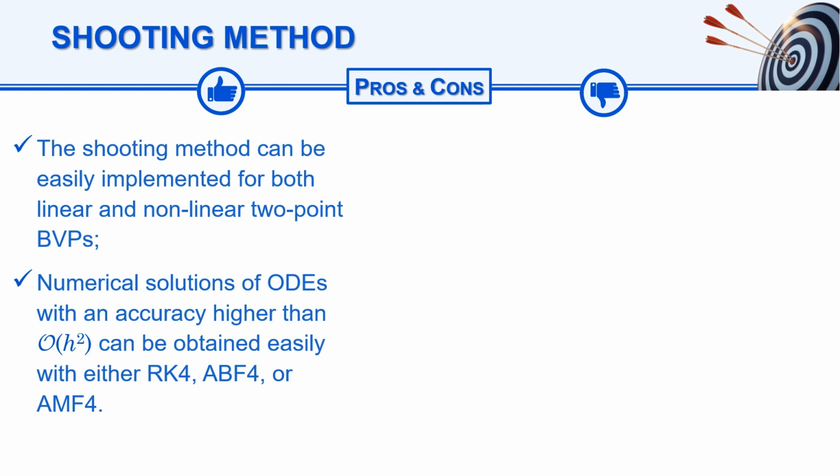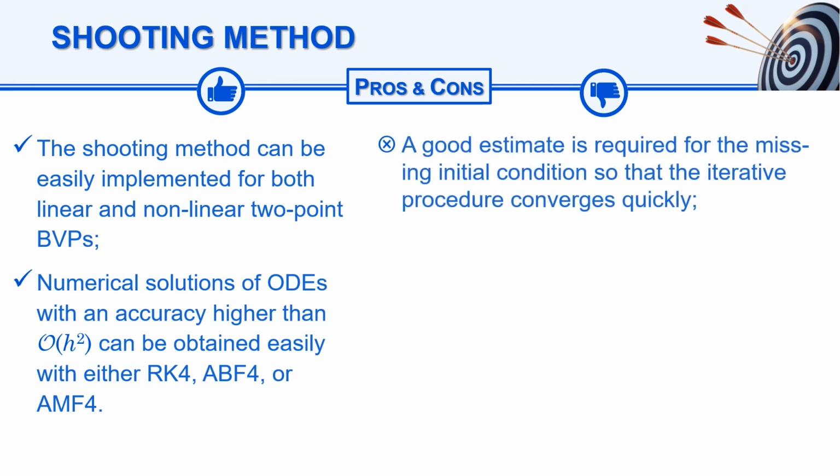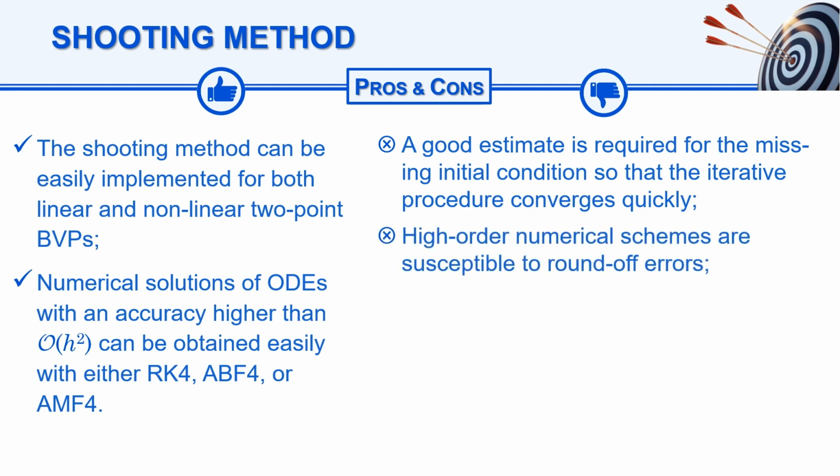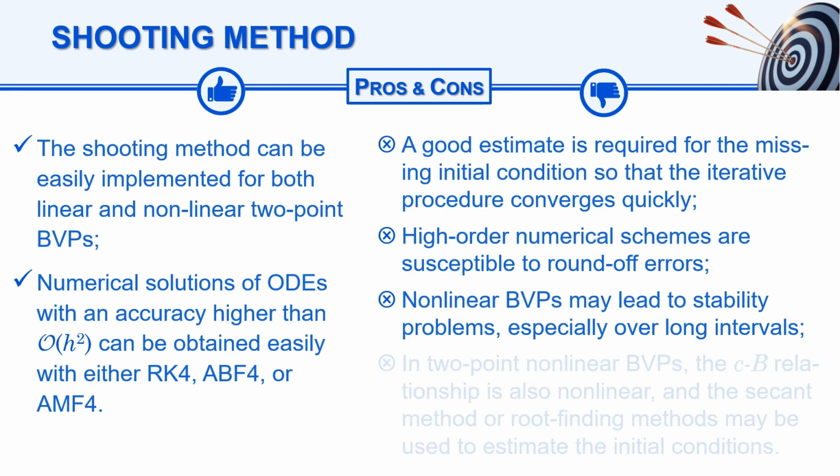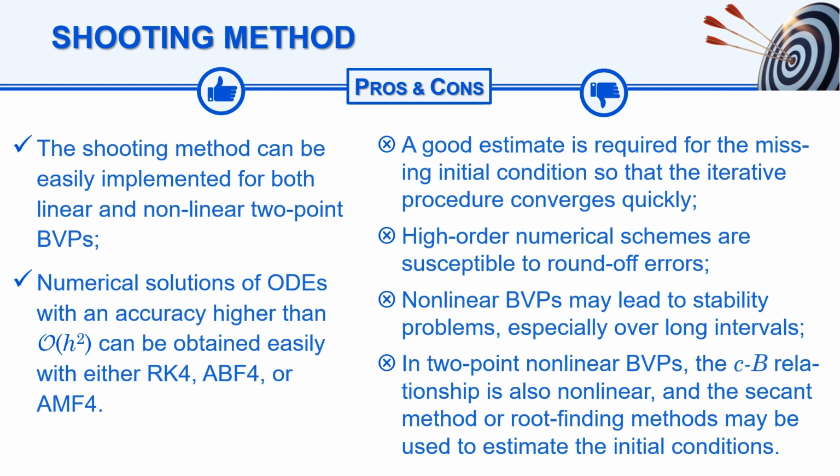The disadvantages of the shooting method are: a good estimate is required for the missing initial condition so that the iterative procedure converges quickly. High-order numerical schemes are susceptible to round-off errors. Nonlinear boundary value problems may lead to stability problems, especially over long intervals. In two-point nonlinear boundary value problems, the CB relationship is also nonlinear, and the secant method or root-finding methods may be used to estimate the initial conditions.